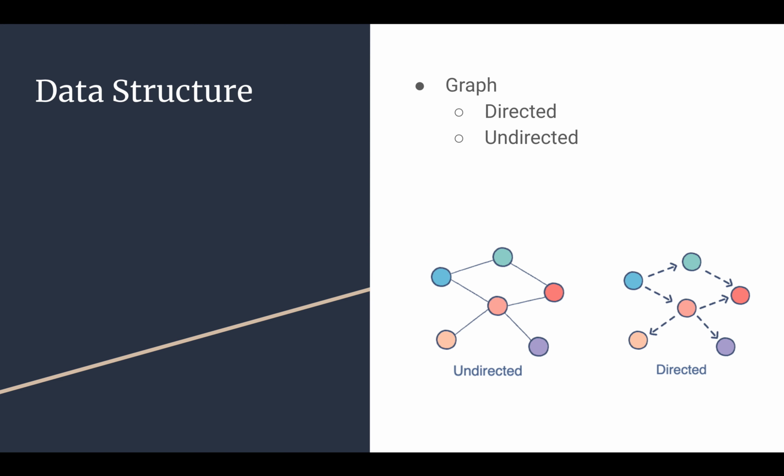For data structure, it's all based on the graph. A graph is a common data structure that consists of a finite set of nodes and a set of edges connecting them. There are two kinds of graphs. One is a directed graph, where nodes are connected by directed edges and they only go in one direction. Another is an undirected graph, where nodes are connected by edges that are bidirectional, as you can see in the picture on the right.